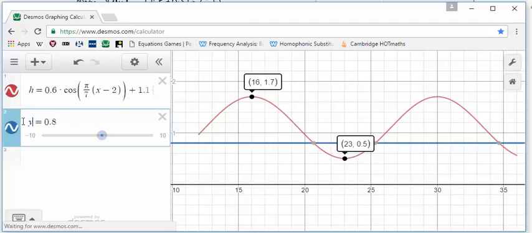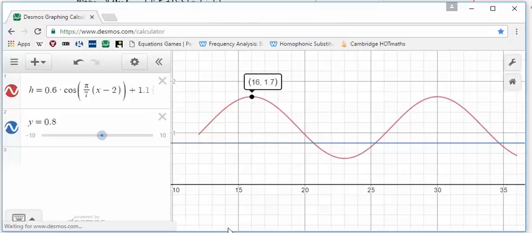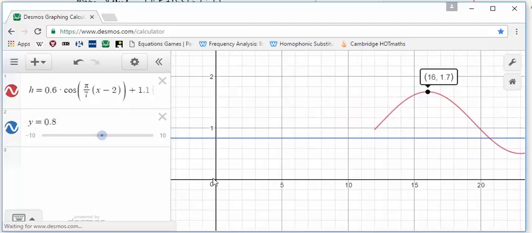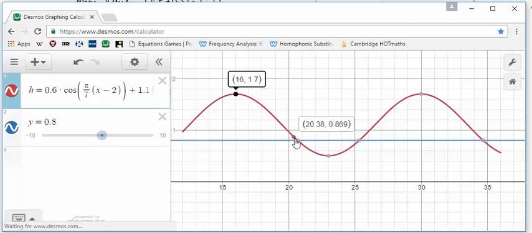Clear doesn't like that, it wants y instead. There we go. All right, so judging from this, 0.8 meters, there are 3 times of day when the tidal height is 0.8 meters. Okay, so remember, 0 is 12 noon, so 12 is midnight on Tuesday, which is when Wednesday starts, and that day lasts for 12 and then 24 hours. So those times will be here, here, and here.